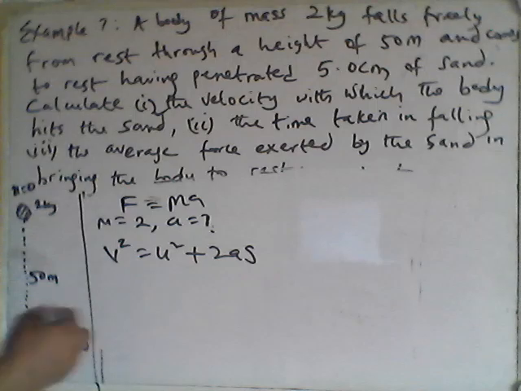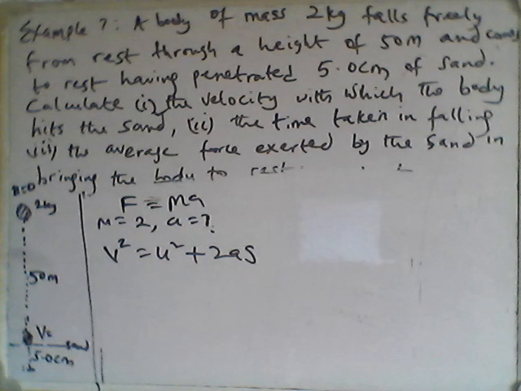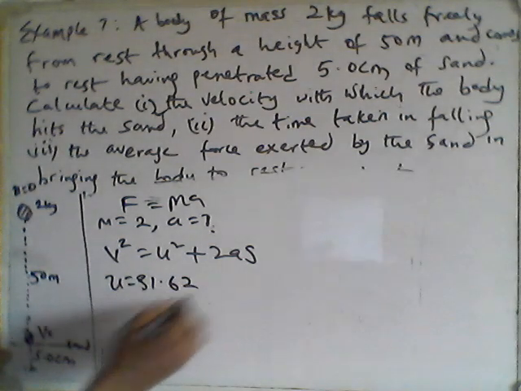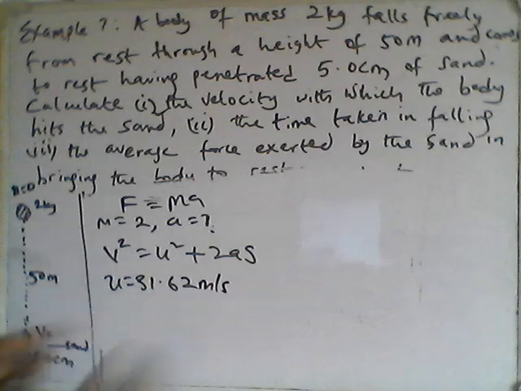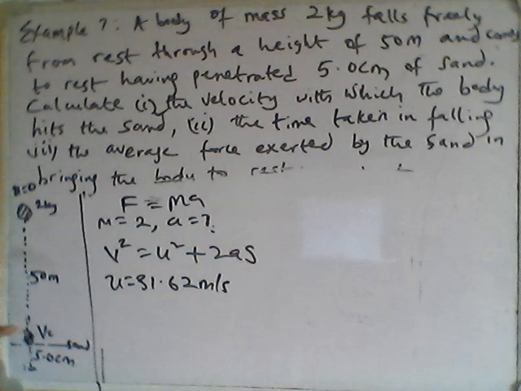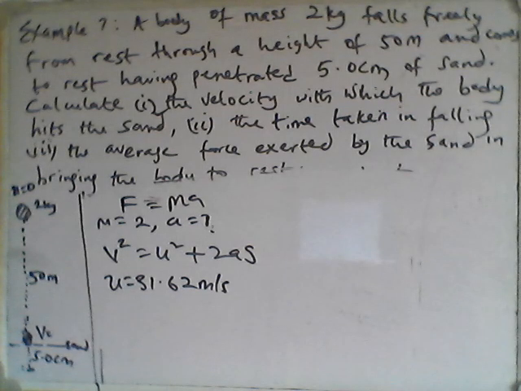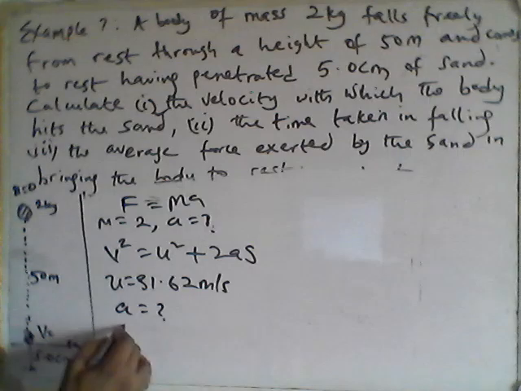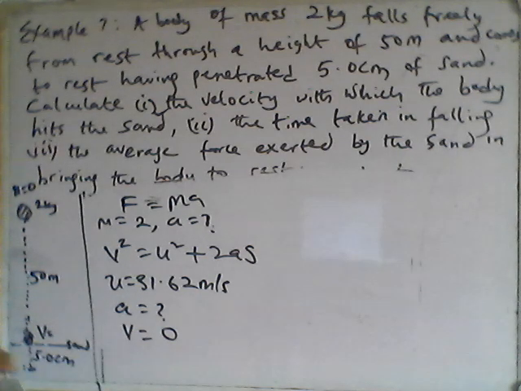Now, that velocity of hitting the ground, I've gotten it before. Yes, we have gotten U is equal to 31.62. This 31.62 meters per second is the final velocity for that first instance, so it's starting from that point again. A is unknown. V is 0. Why? Because V is where it will come to rest. It will be moving and come to rest at this point. So there's no final velocity.